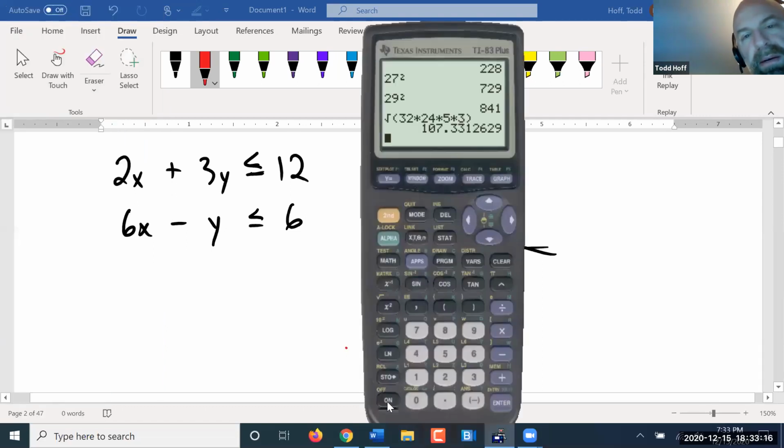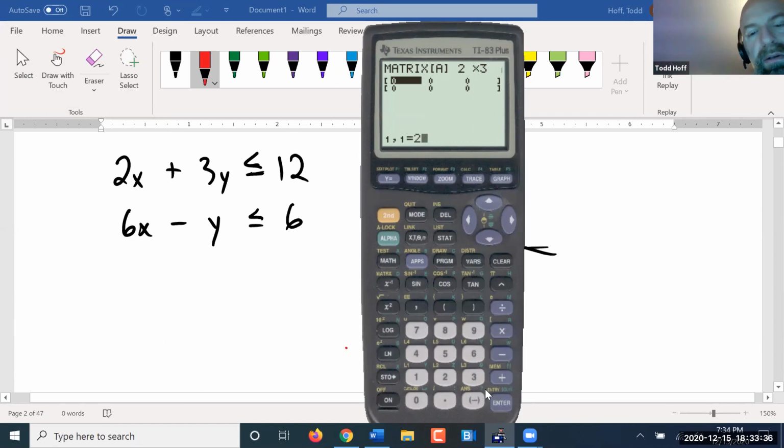So what I'm going to do is go to matrices. So second, matrix, edit. There's two equations, so 2 rows and 3 columns, because I have an X, Y, and then the answers here. Then I'm just going to put in 2, 3, and 12. That's my first equation. Second, I'm going to put in 6, and now for -1, make sure you use the negative key down here. Try to use the minus key, it's going to give you an error. And then 6. I'm going to do second quit.